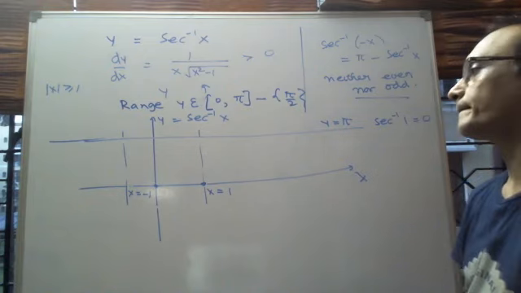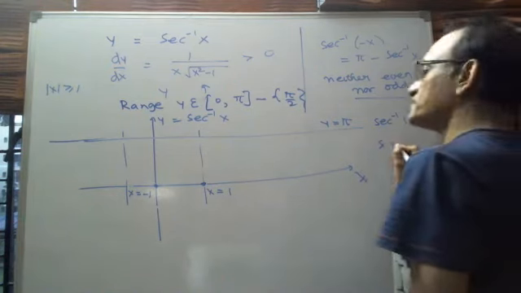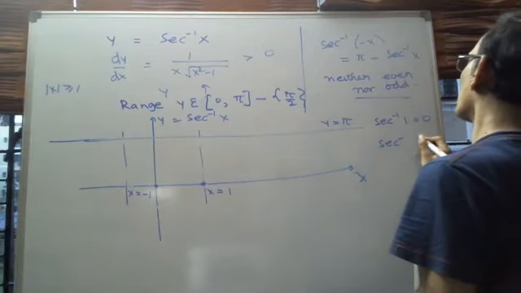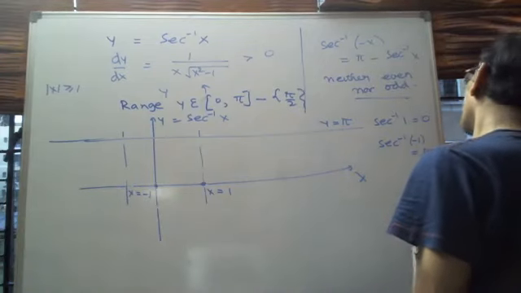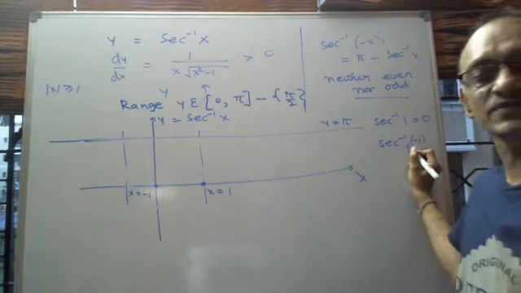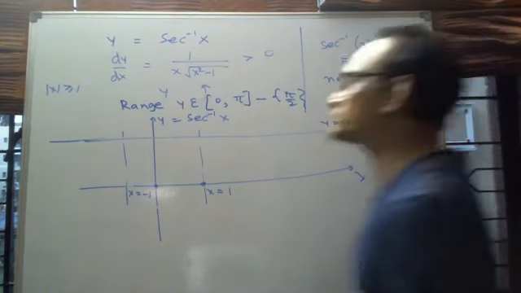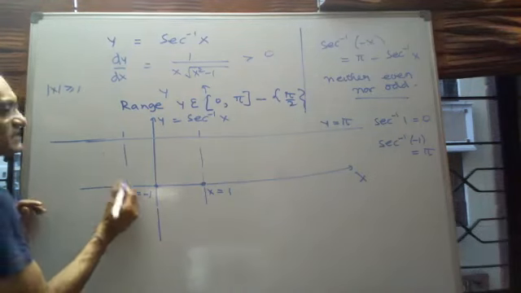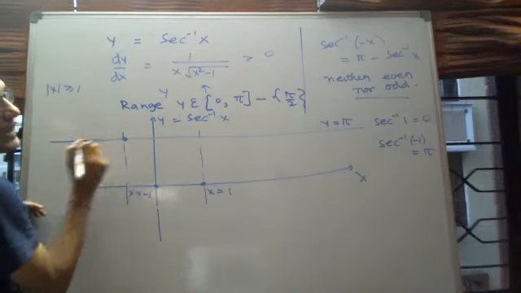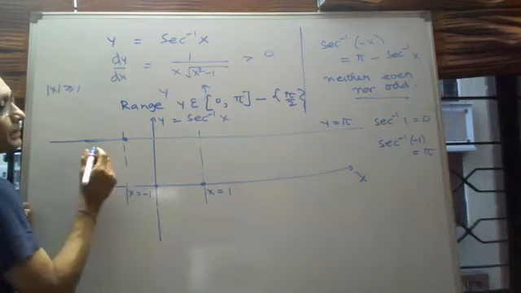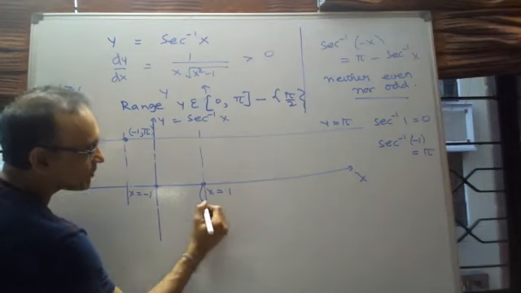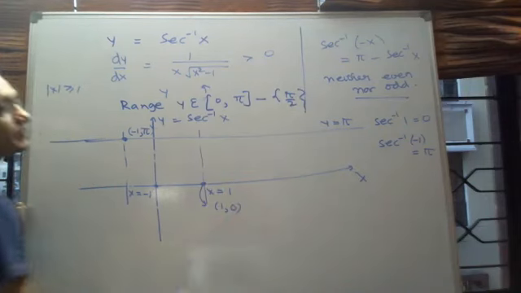Sec inverse 1 is 0. Right? So this is a point of the graph. Sec inverse minus 1 will be pi, because sec pi is minus 1. Sec pi is the same as cos pi, minus 1. X is minus 1, y equals sec inverse minus 1, which is pi. Minus 1 comma pi is a point, and 1 comma 0 is a point.